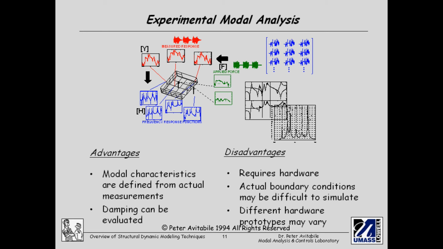Because now we're going to commit to hardware in order to have some prototypes. One issue that we have to face is sometimes boundary conditions may be difficult to simulate. Sometimes we model components or pieces of a structure, and unless we have the whole structure, we don't know how to really model these boundary conditions. Another very important issue is the fact that we test one prototype, and we have to make sure that that's representative of the real hardware that we're going to manufacture.